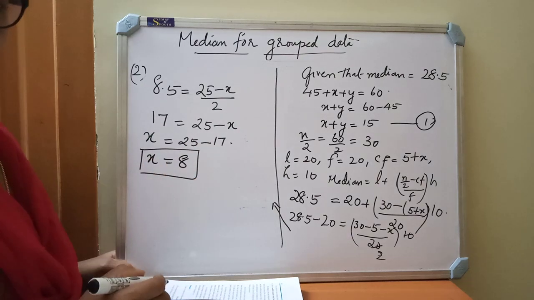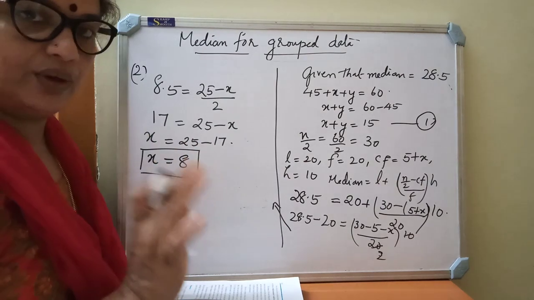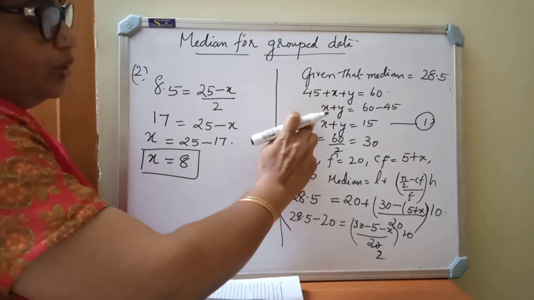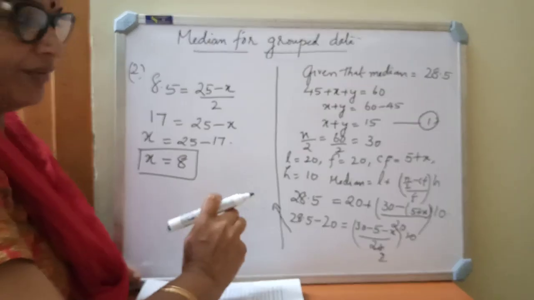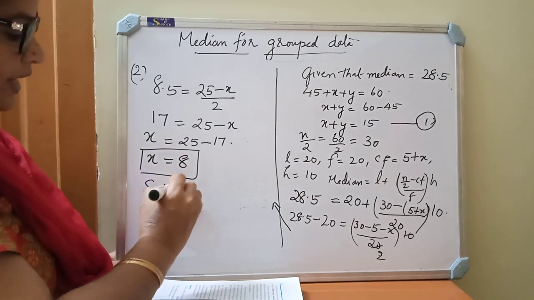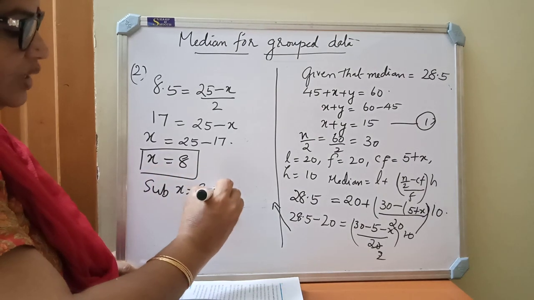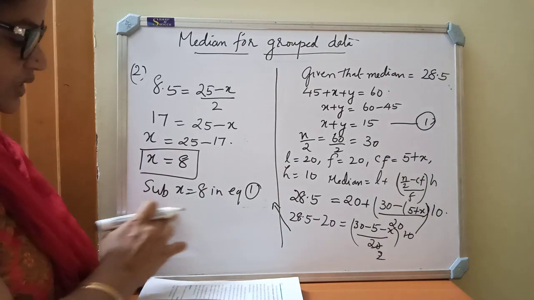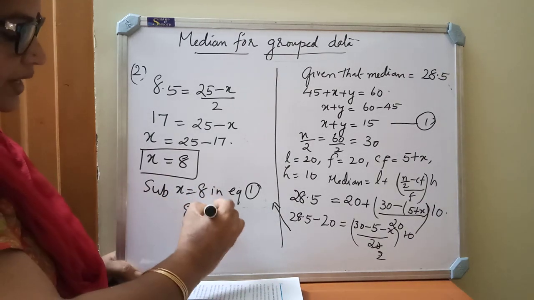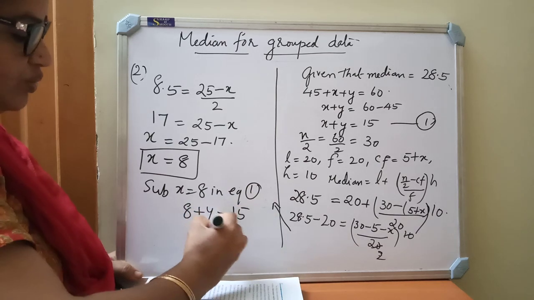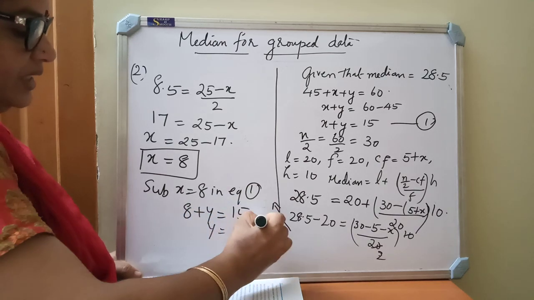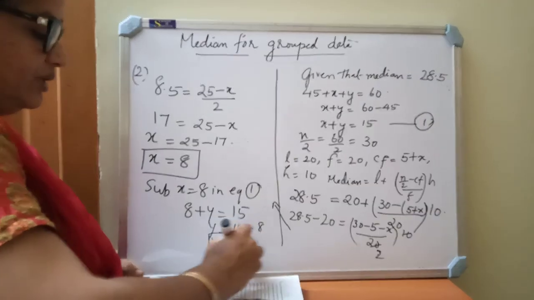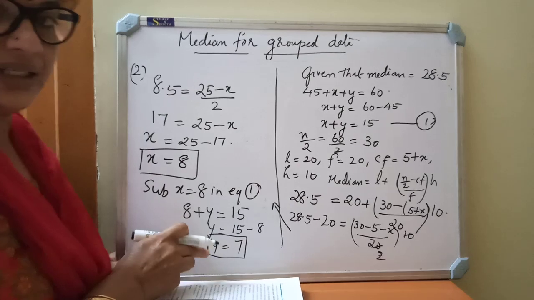So we got the value of x. They ask you to find out the x value and y value. After getting the x value, put that x value in equation 1, we will get the y value. Substitute x equal to 8 in equation 1. So x plus y, that is 8 plus y equal to 15. So y equal to 15 minus 8, that is y equal to 7. So we got the values of x and y as 8 and 7.